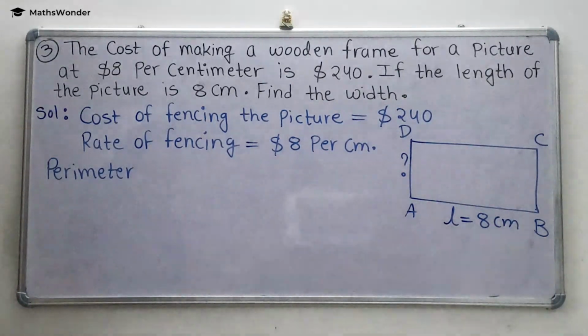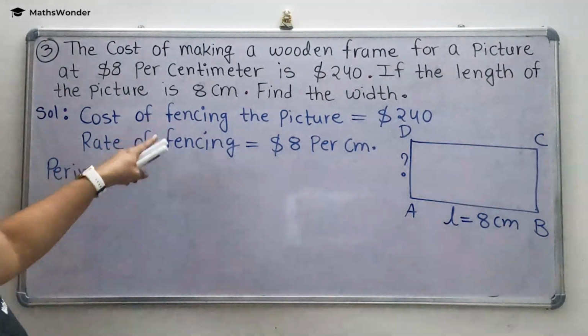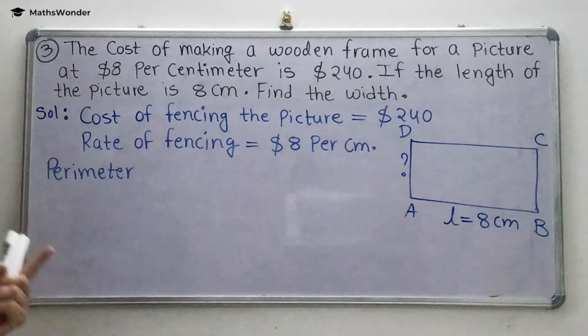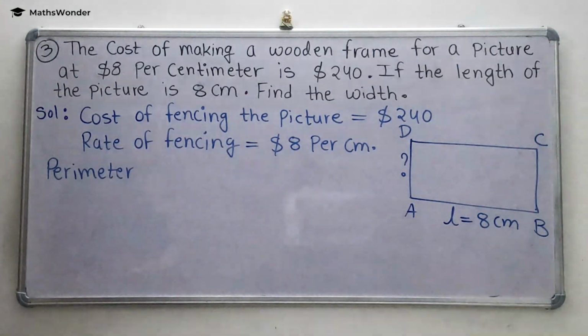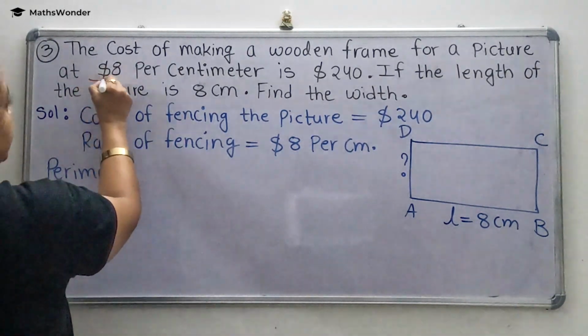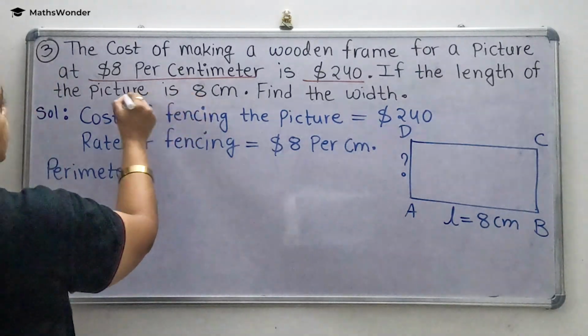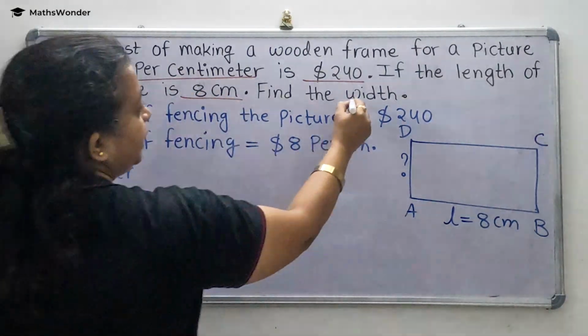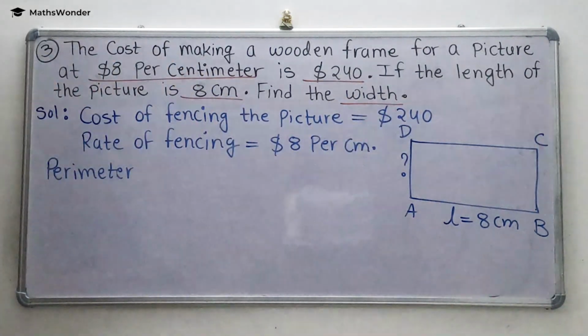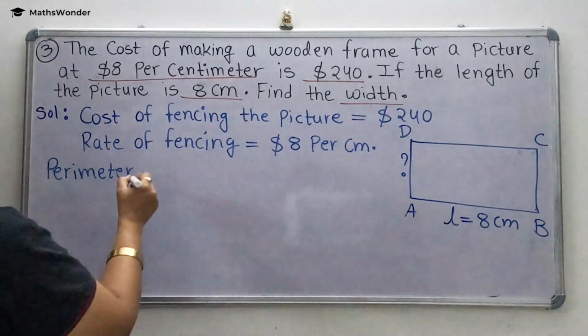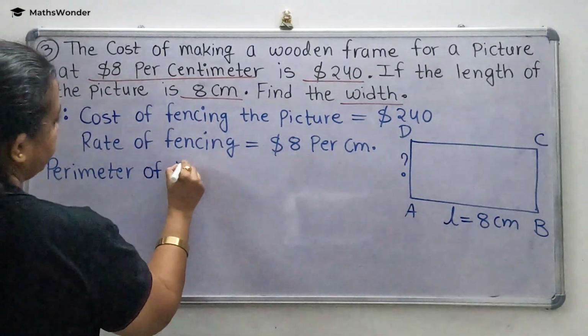So first this will help for finding the perimeter, because the total cost is given in the question, and the rate of fencing is given in the question, right? Here it is given per centimeter, and here is given the total cost. Length is given, width we need to find here, right? So in this question, first we will find the perimeter of the photograph.